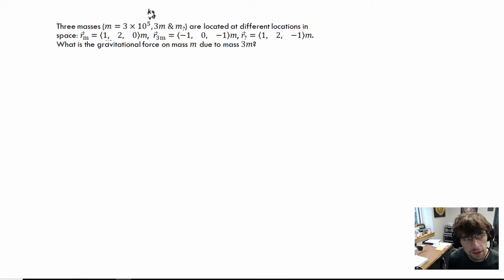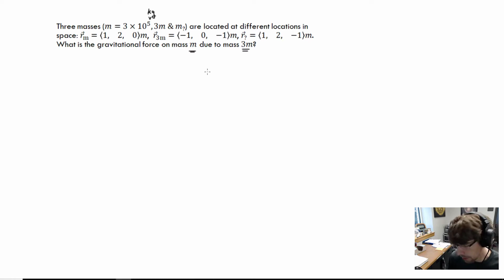So the first mass is at 1, 2, 0. Second mass, the 3m mass, is at -1, 0, and -1. And the unknown mass is at 1, 2, -1. Okay. And then we're asked a question. What is the gravitational force on mass m, so the first mass, due to the 3m mass?